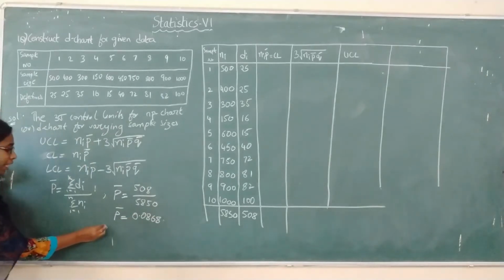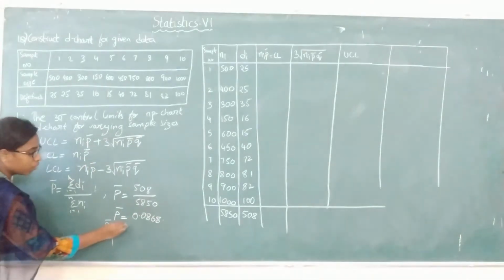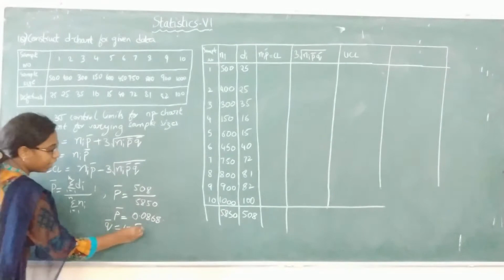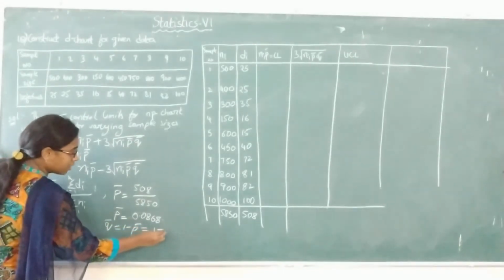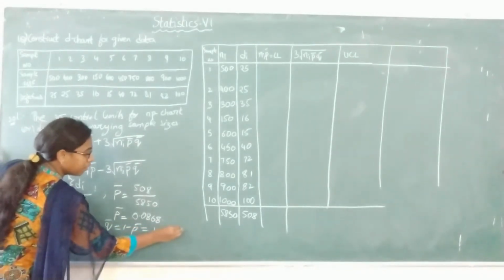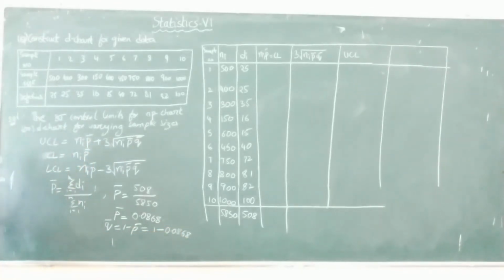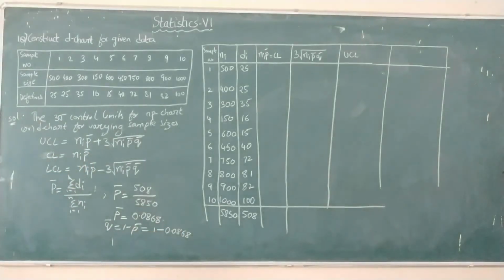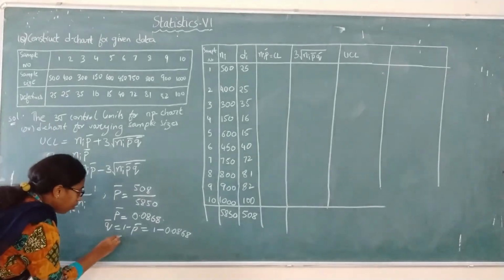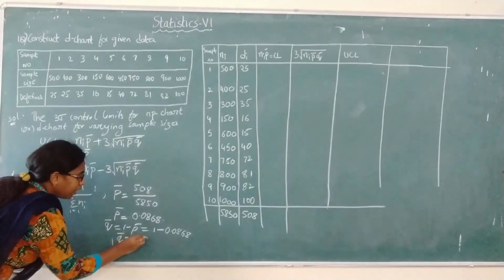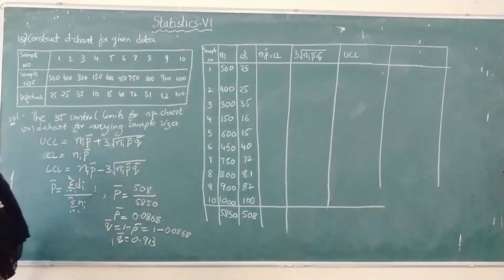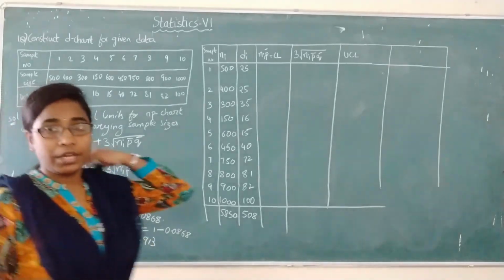Now calculate Q bar. Q bar equals 1 minus P bar. P bar is 0.0868, so 1 minus 0.0868 gives Q bar equals 0.913. Now we got the P bar value and the Q bar value.